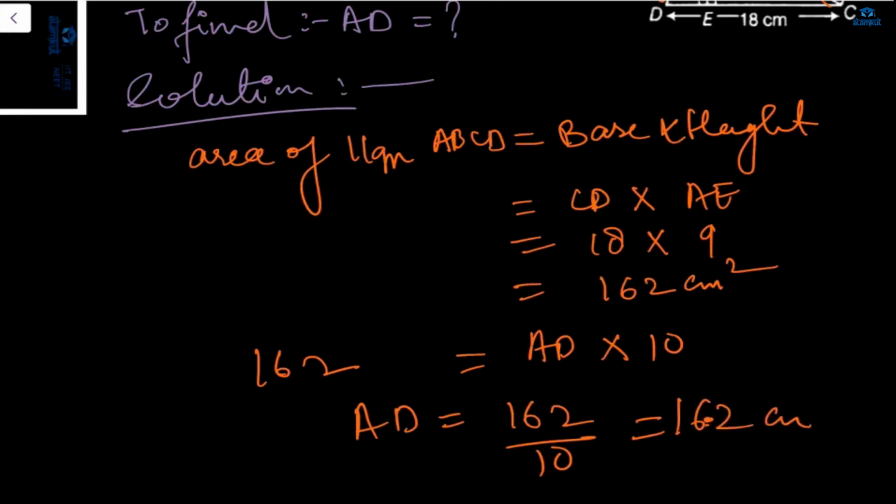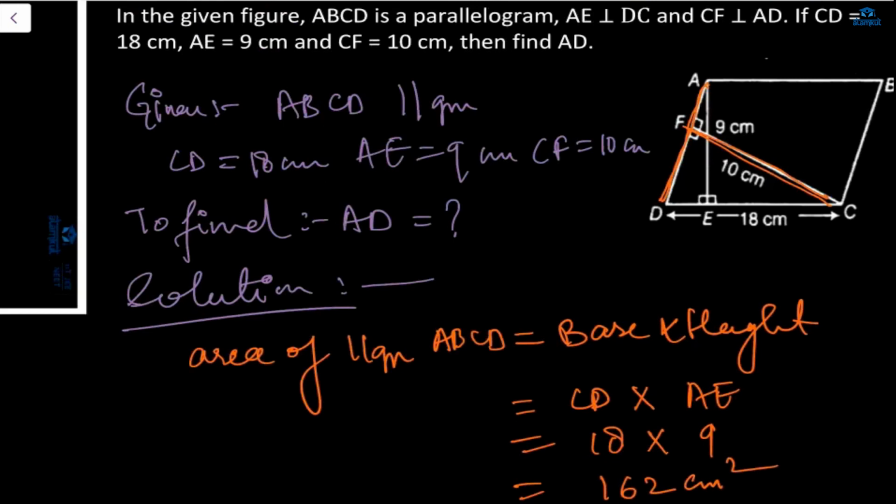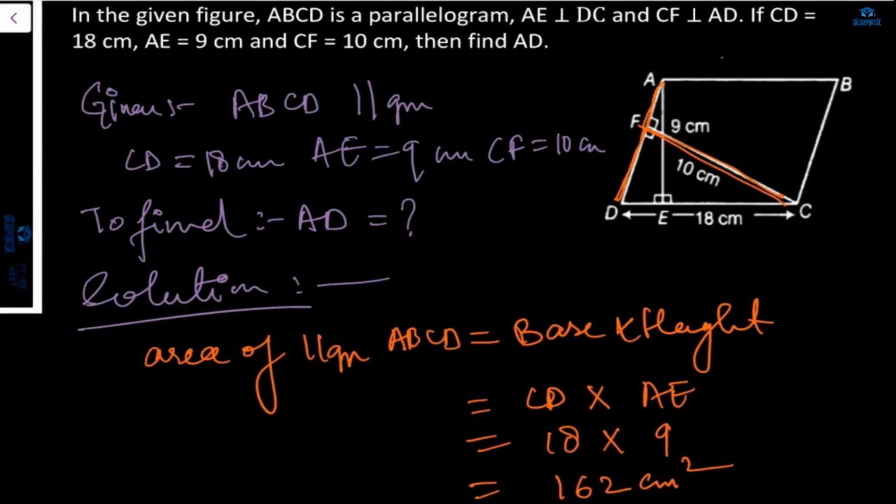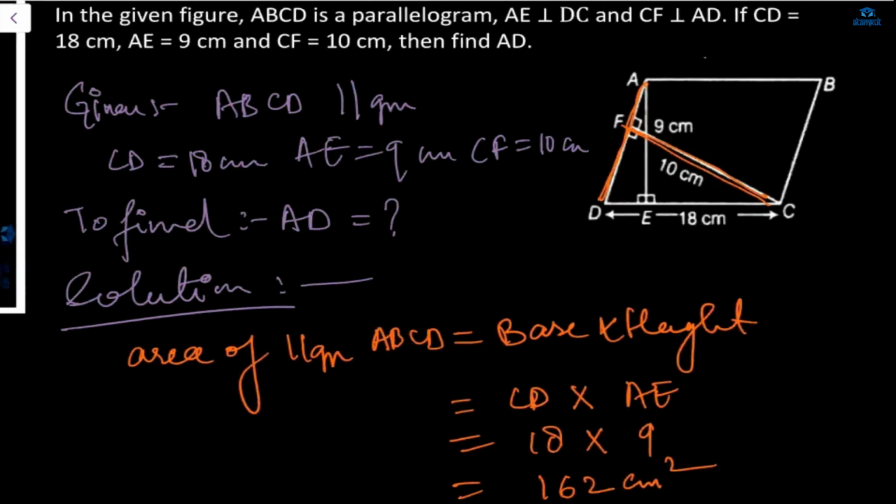Ma'am, we can use one more method. Like the area of parallelogram is base into height, and area of ABCD is equal to CD into AE, which is equal to AD into CF. AD into CF. Ma'am, it will be easier then.